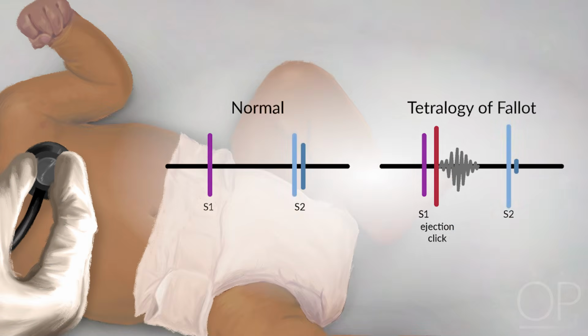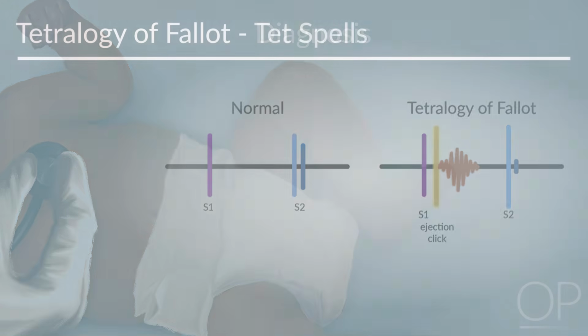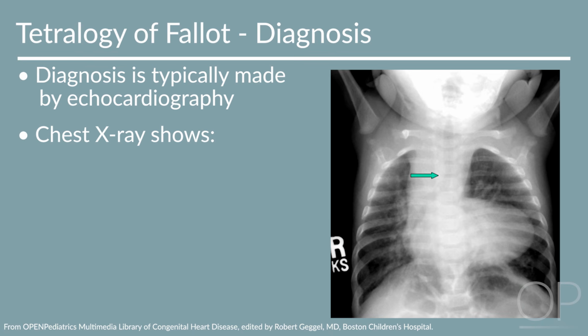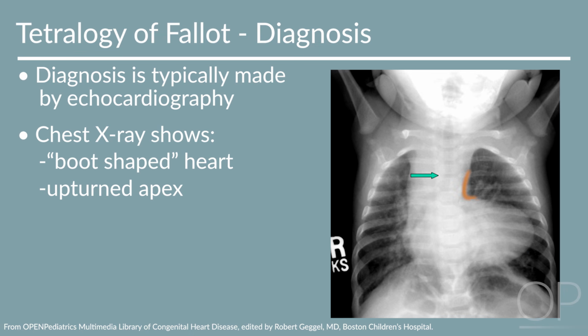On physical exam, the second heart sound is usually singular because of a soft pulmonic component. A crescendo-decrescendo murmur with a harsh systolic ejection quality along the left mid to upper sternal border is due primarily to right ventricular outflow obstruction. Diagnosis is typically made by echocardiography, but chest X-ray showing a boot-shaped heart with an upturned apex and concave main pulmonary artery segment is also a classic imaging finding.